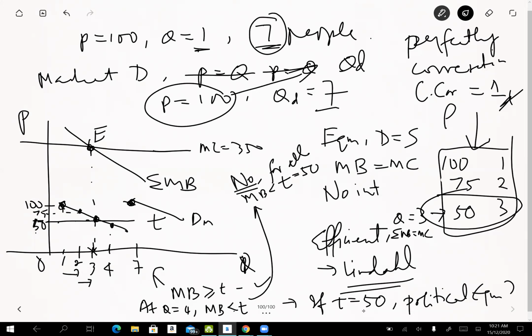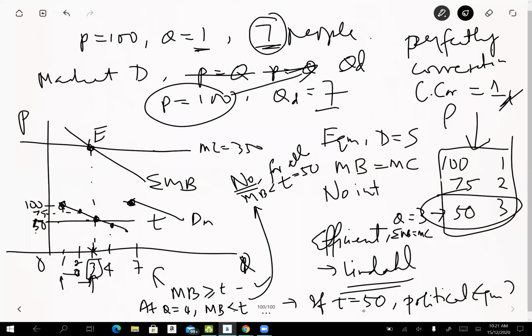So here the equilibrium will be 3. Why? Because that is the last point where people vote yes. It can be 1, but if you do 1, it's too little, because if I go to 2, you still vote the same thing. So the last output level will be 3. So the political equilibrium is 3, and the efficient output level is 3.